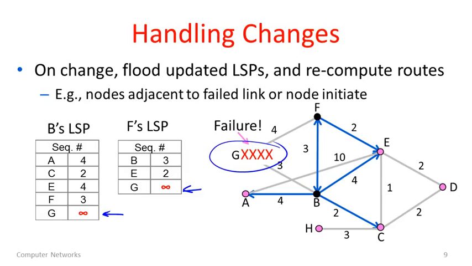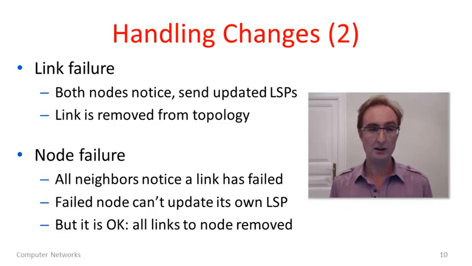When that information is spread around, the other nodes will recompute and they'll work out paths which do not go through G. Now, if you think about it, you might notice that there's a subtle difference between a link failure and a node failure.